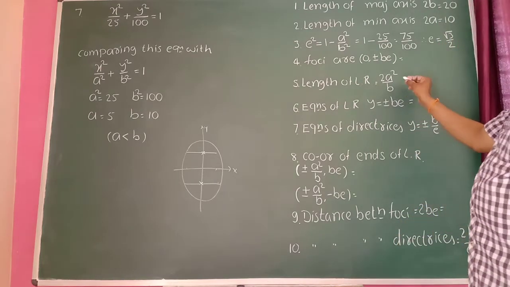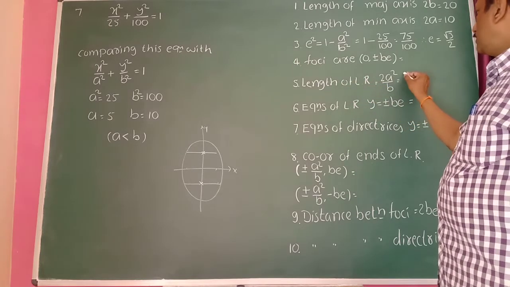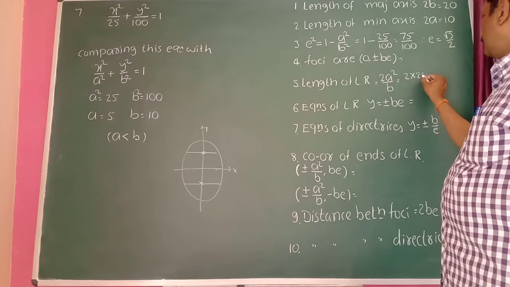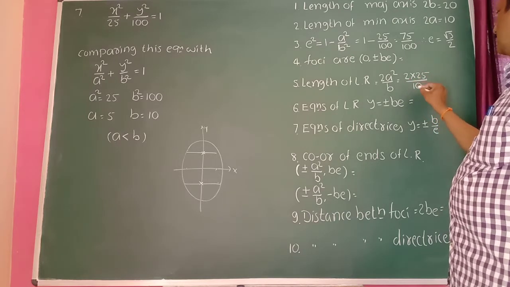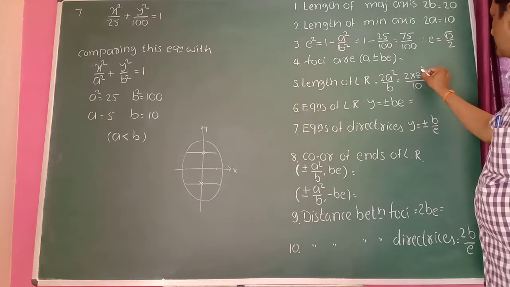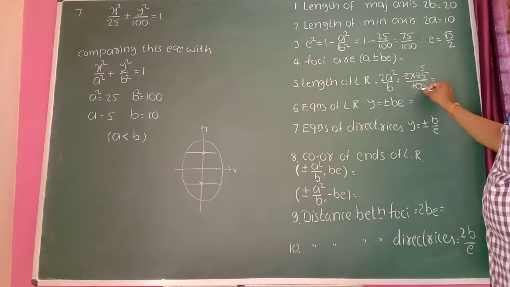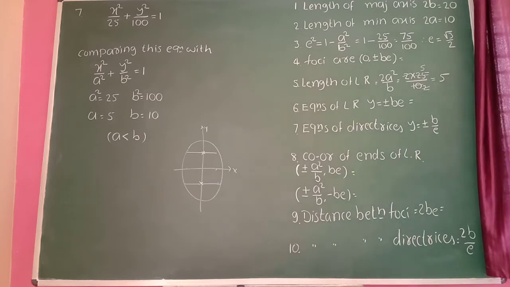Then 2 into a square by b is the length of the latus rectum. So 2 into a square value of 25 divided by b value of 10. Therefore this is equal to 5 fives are 25, then 5 twos are 10. The 2 cancels. Then length of the latus rectum is 5.